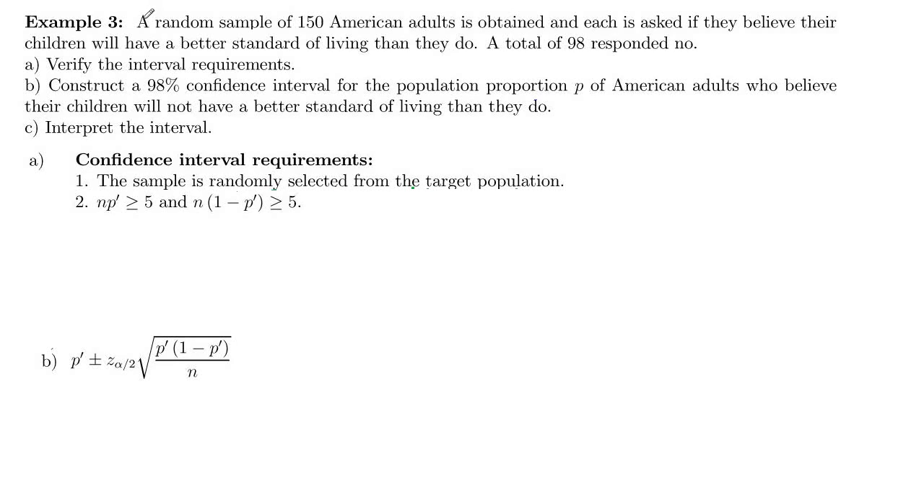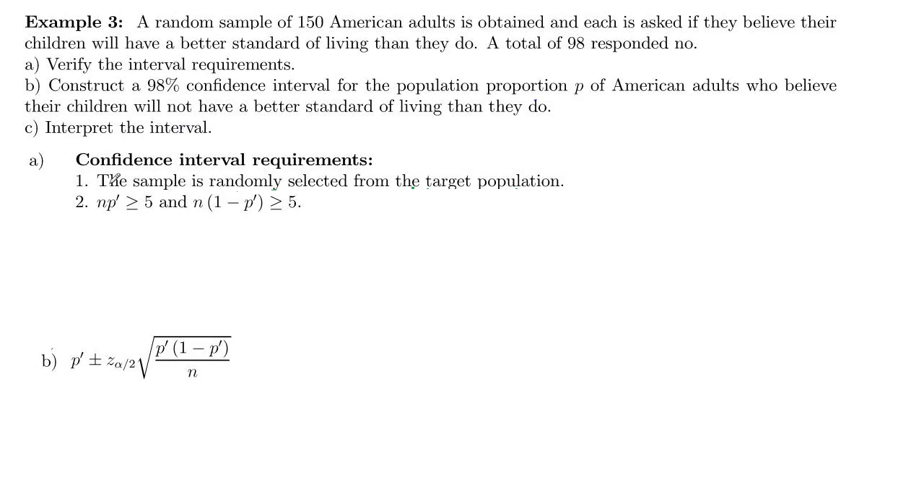So let's look at another example here. We have a random sample of 150 American adults, and each is asked if they believe that their children will have a better standard of living than they do. A total of 98 responded no. So we are going to verify interval requirements, construct a 98% confidence interval, and interpret the interval.